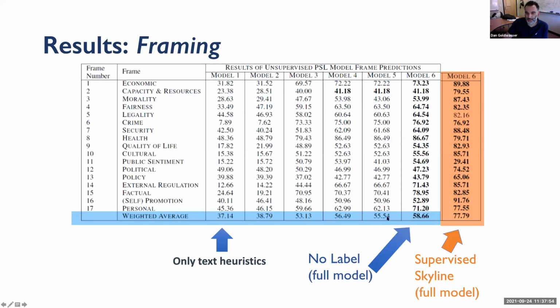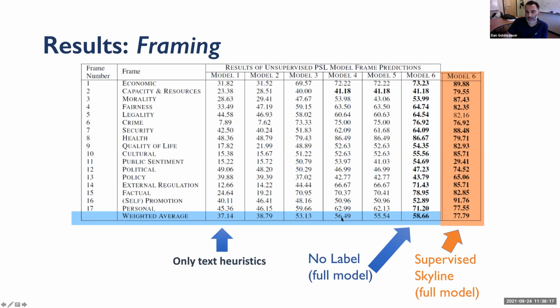And using our model, you have to take into account that we used the formulation of framing as a multi-class problem that has 17 different classes. So even our basic model that relies on the text alone got only 37% F-score, which is still fairly reasonable.